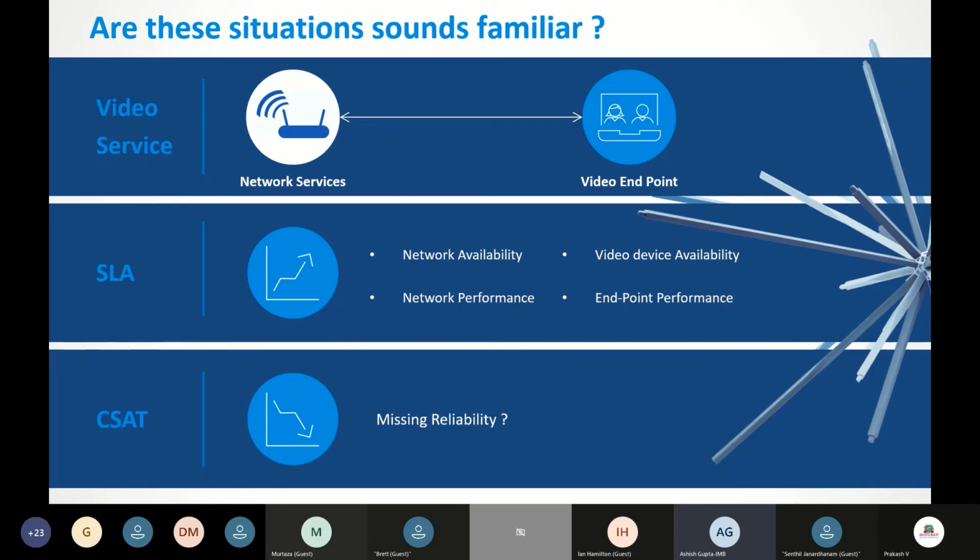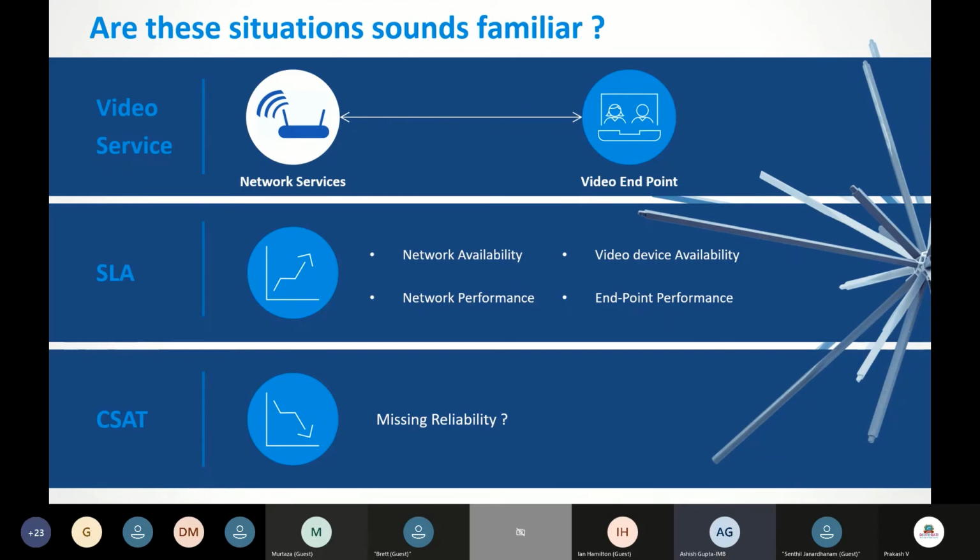And the endpoint, which was the video device at your office or maybe at the client office, was also working very, very well. But when we went ahead and took a confirmation, or rather took a CSAT, the customer satisfaction survey, we identified that the customer satisfaction from the video service was all the time low.